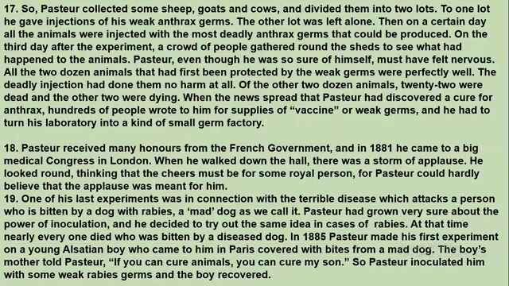And though he would have felt very nervous because it was a public experiment and for the first time and it was very dangerous, he was successful in it. Then the news spread that Pasteur had discovered a cure for anthrax. Then hundreds of people started writing to him for supplying the vaccine or the weak germs. And he had to turn his small laboratory into a kind of small germ factory then.